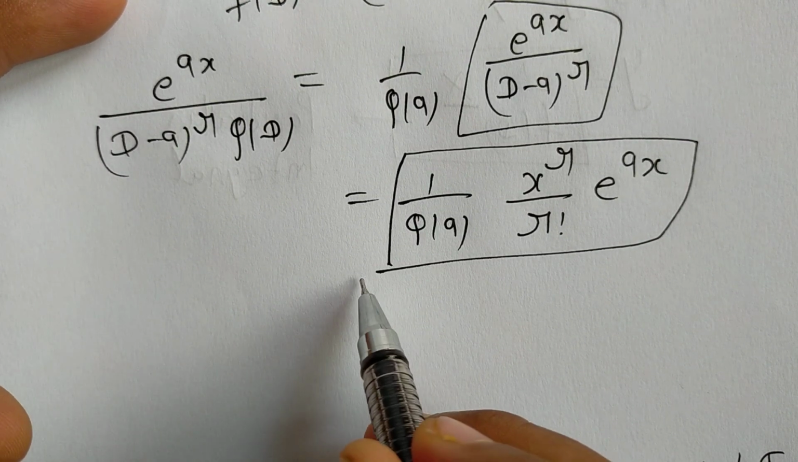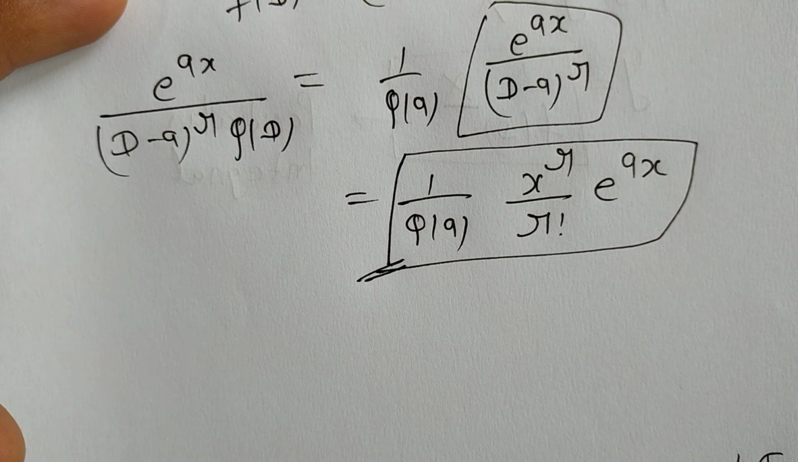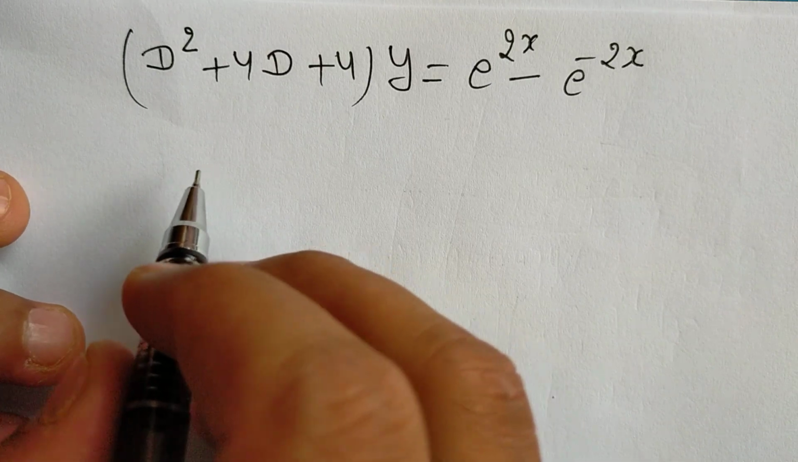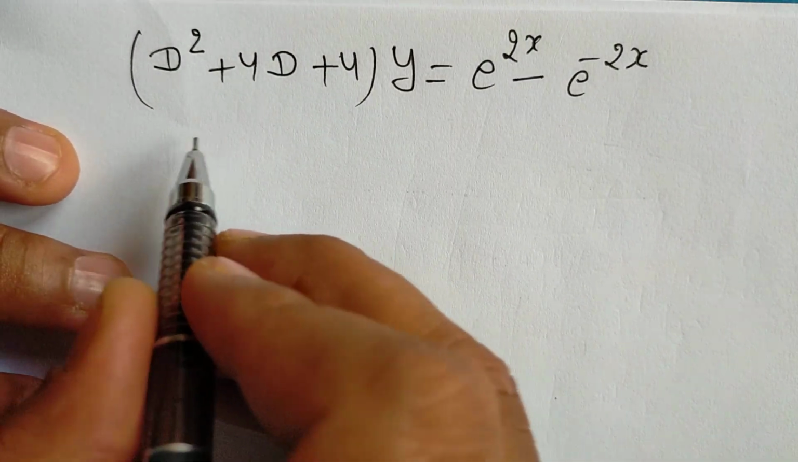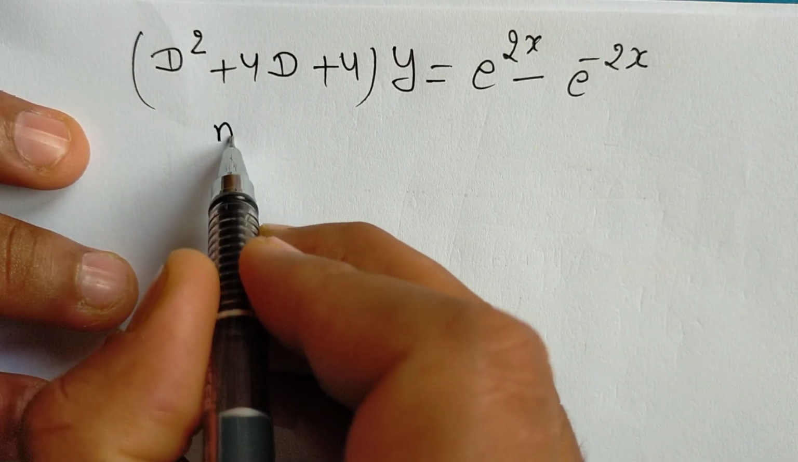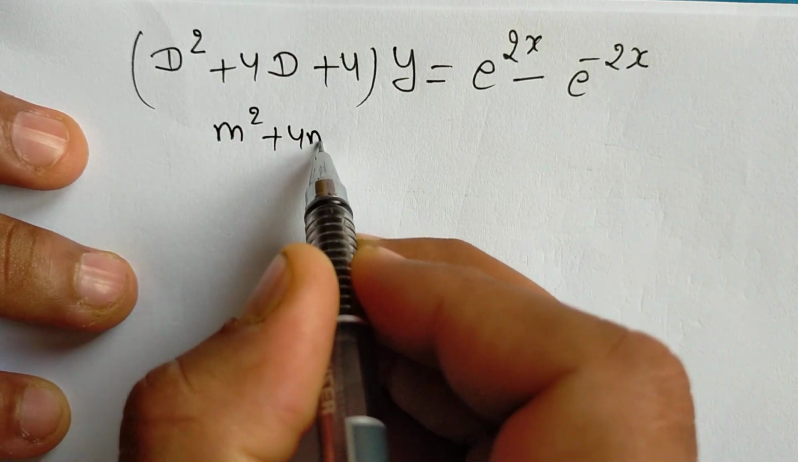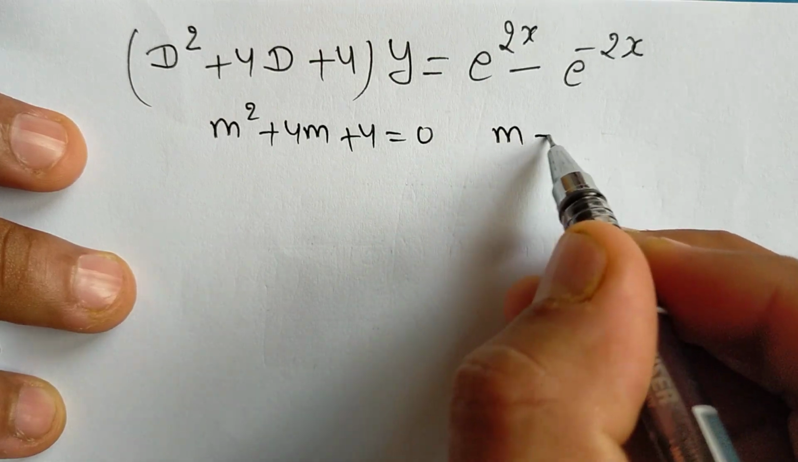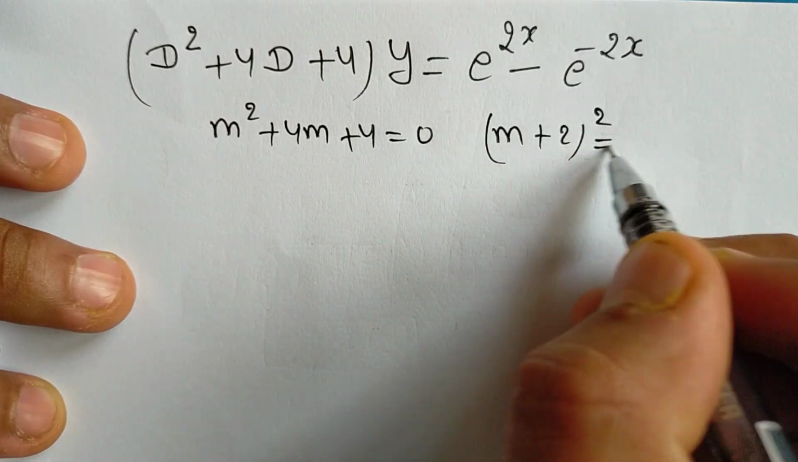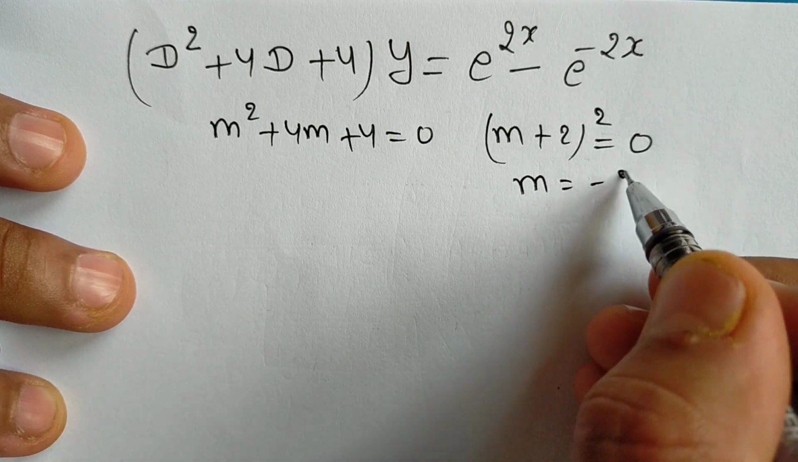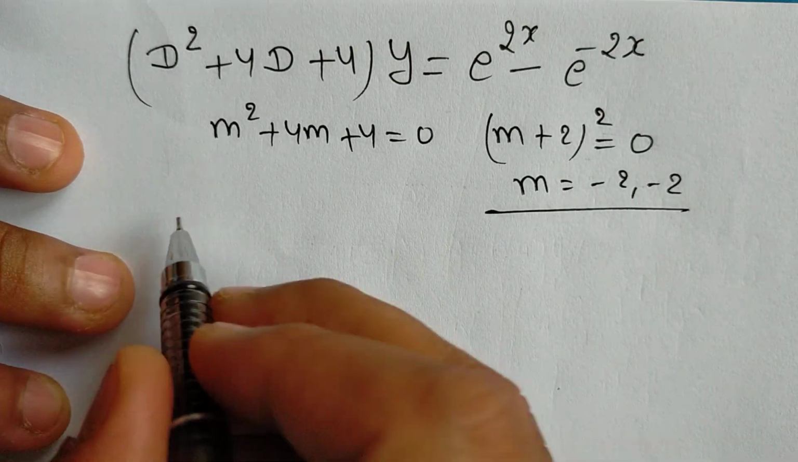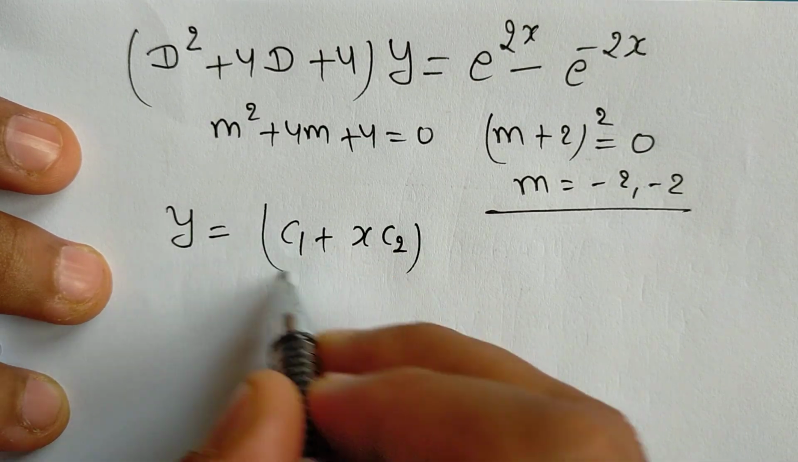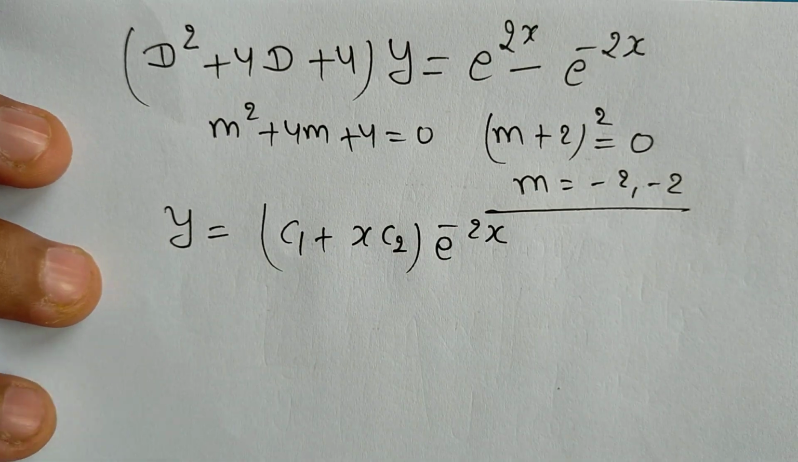Let us see one example based on the exponential function. So this is the given equation. We find the complementary function. The auxiliary equation will be m square plus 4m plus 4 equal to 0. So this is (m plus 2) whole square equal to 0, so m equal to minus 2, minus 2. So we can write the complementary function as (c1 plus x c2) e power minus 2x.